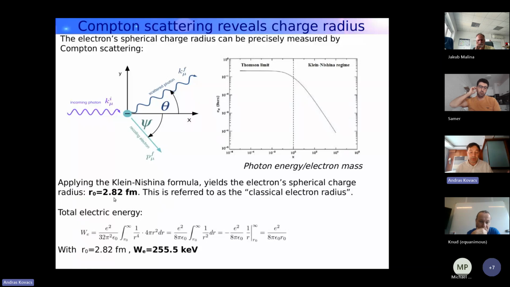So now let's apply our electromagnetic theory and calculate the electric field energy when we integrate it from infinity down to this charged surface. This expression is the integral of electric field energy. When you do this integration, the answer you get is 255.5 kiloelectron-volt of electric field energy. That's an interesting number, because you may recognize this is exactly 1/2 of the electron mass, right?